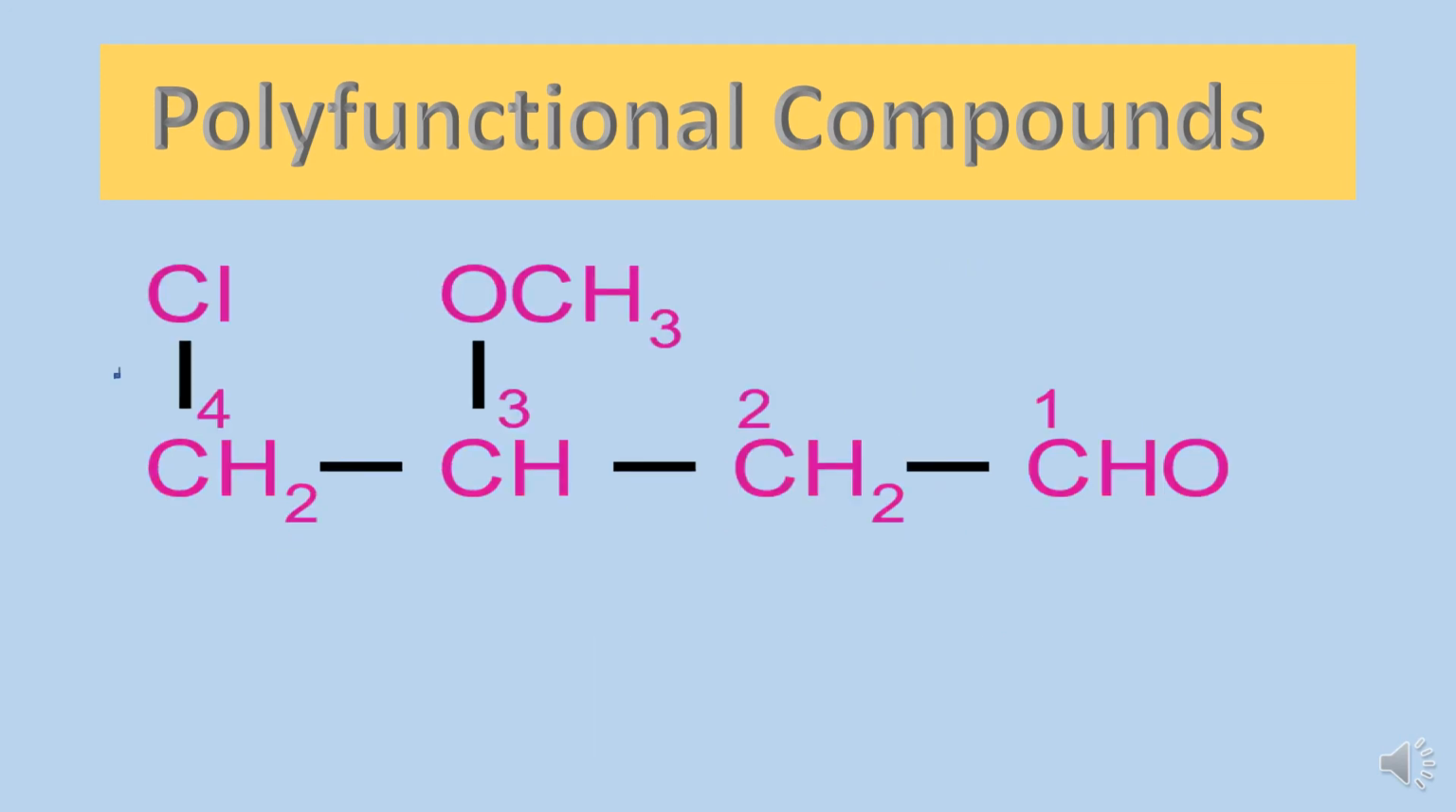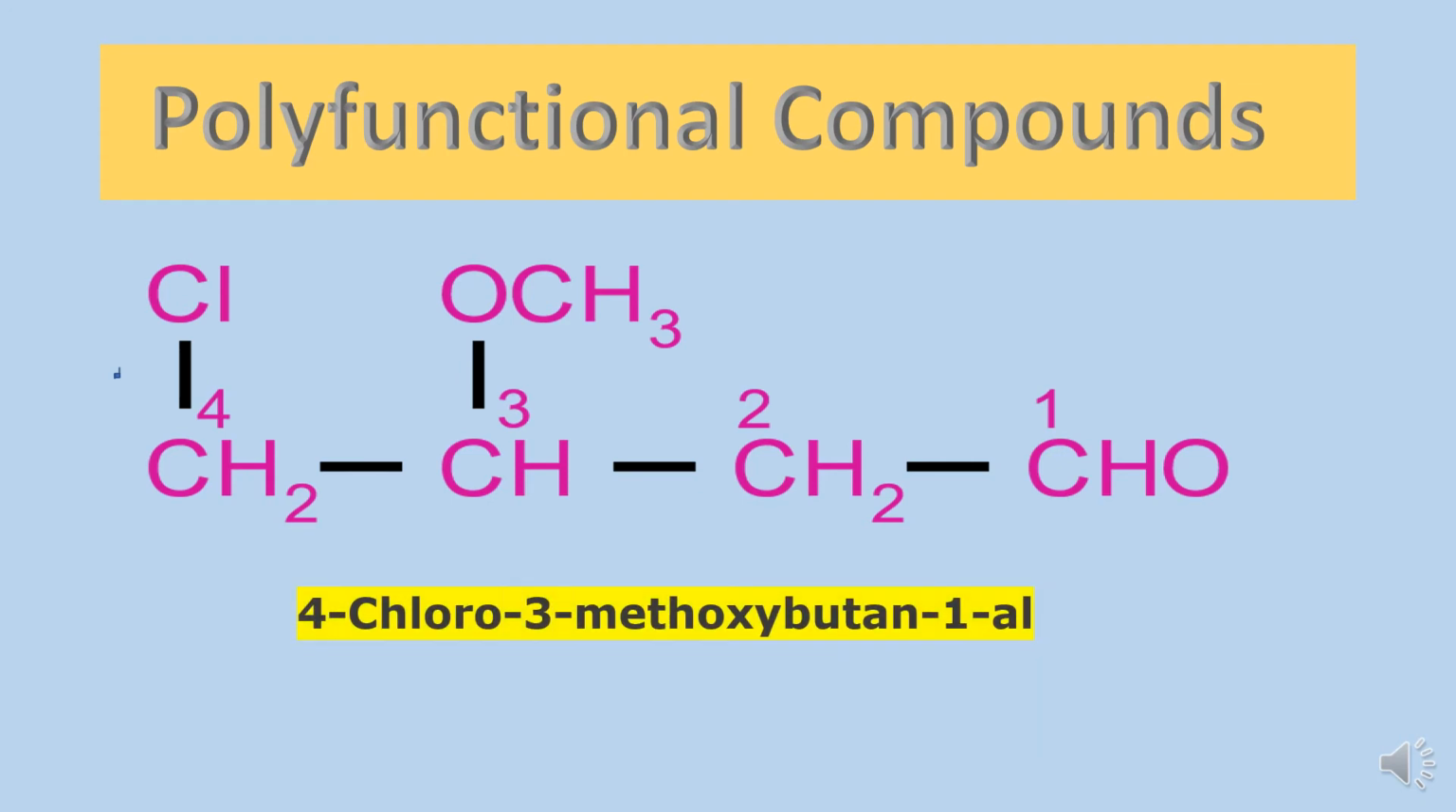Next compound has three groups. One is aldehyde, second one is alkoxy group or the ether group, and the third one is chloro group, halogen. So aldehyde is the superior or the principal functional group, for which we will use the secondary suffix al, whereas for the other two groups prefixes would be used in alphabetical order. Hence the name would be 4-chloro-3-methoxybutan-1-al.